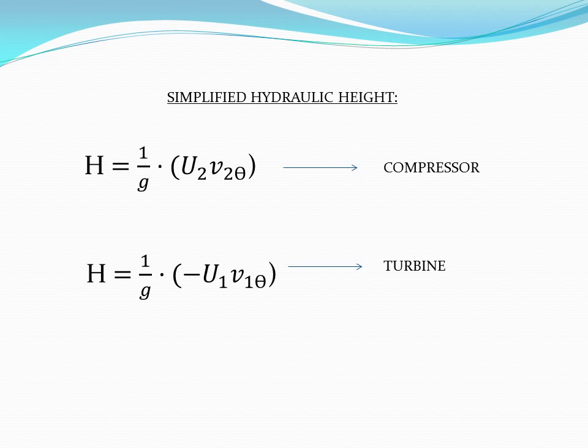In the case of a turbomachine without output rotation, the fluid will exit without rotation energy, like most turbines. So v2 theta is 0. The hydraulic height would be simplified in the following way.